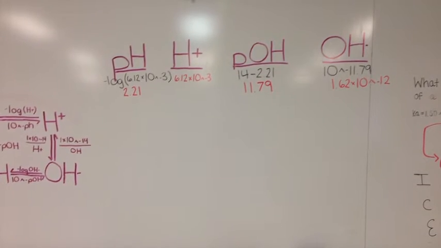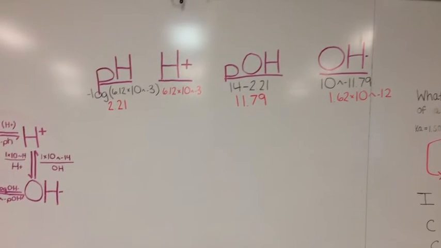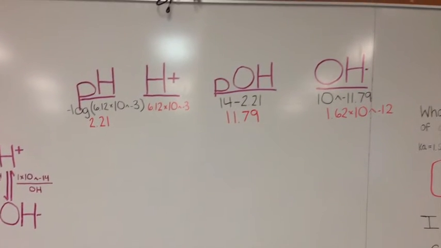We have completed the problem and found the pH, pOH, H+, and OH- of a 0.25 moles per liter acetic acid solution.